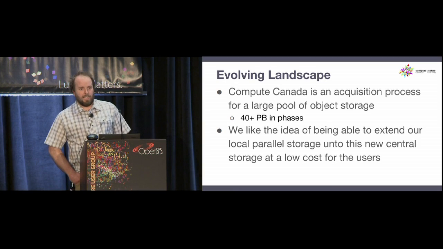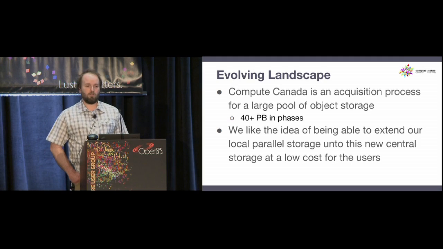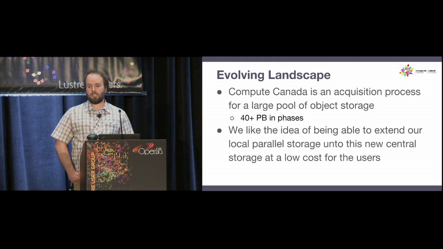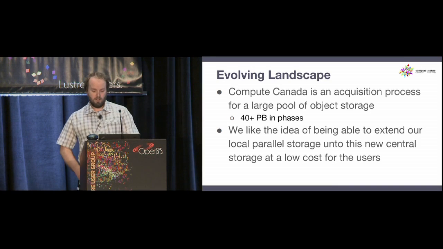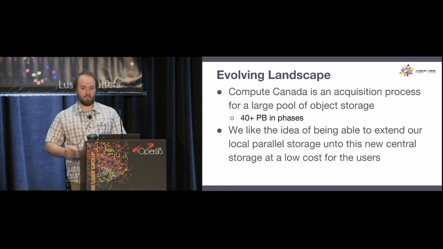So we kind of like the idea of being able to tell our users, well, yes, you want 2, 3 extra petabytes and you want them for cheap. Well, let's use this existing resource at Compute Canada and extend the parallel storage that we have attached to the computing resources. So it answers the need to be able to submit parallel jobs from the Lustre file system and offload the long-term storage of the data transparently to this central object storage.